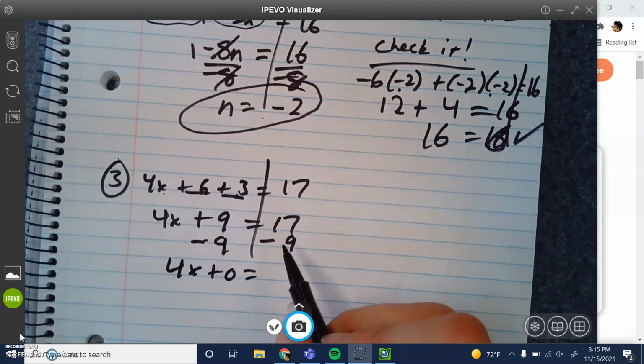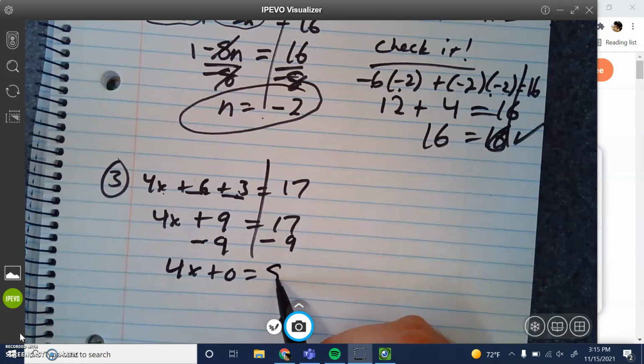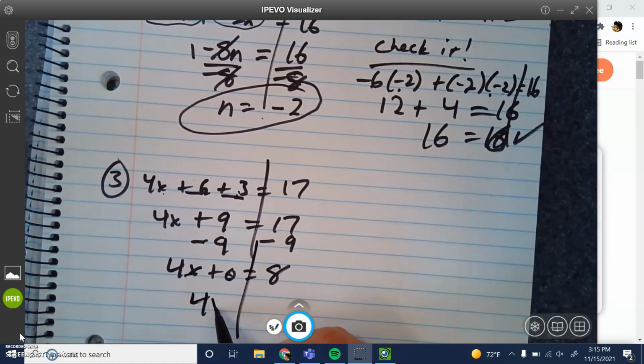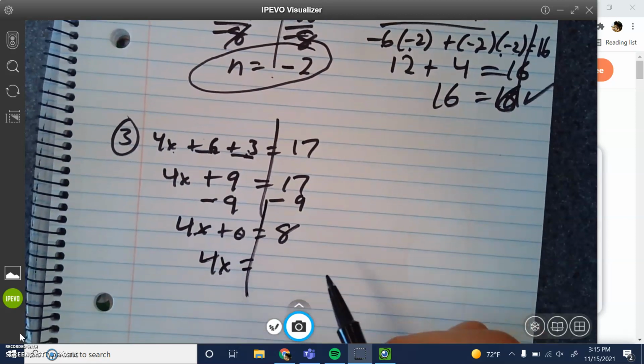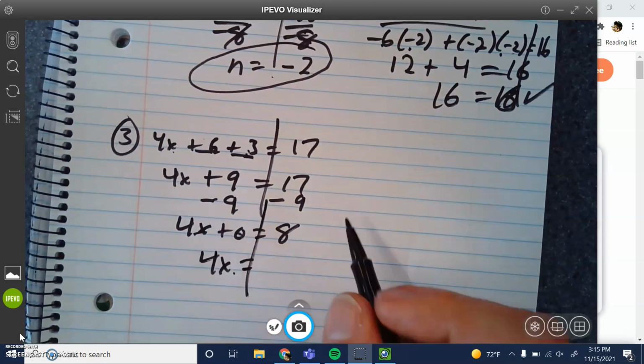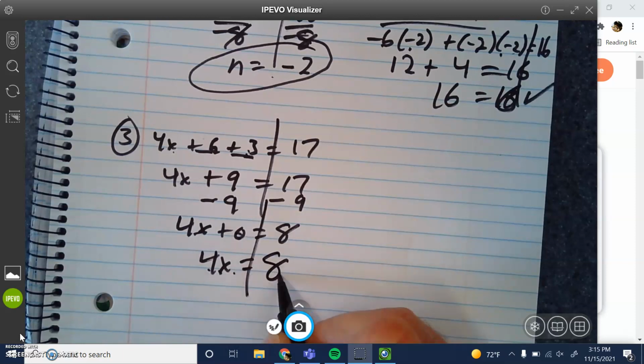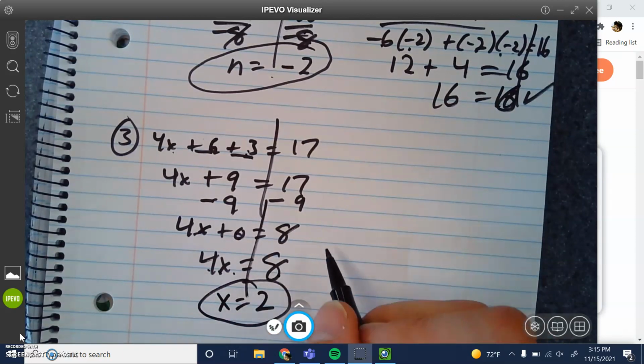Write this down if you didn't get it. 17 minus 9, and if you did get it, check along as you go. Equals 8. Anything plus 0 is itself. 100 plus 0 is 100. 10 plus 0 is 10. 4x plus 0 is 4x. 4 times what is 8? That would be 2. How do I know I'm right?